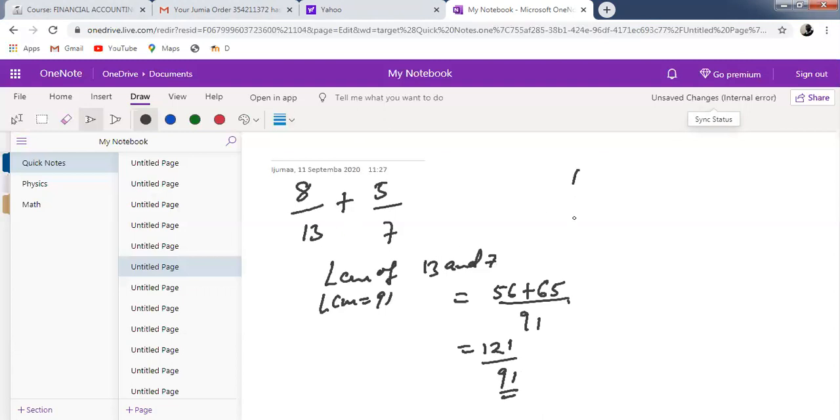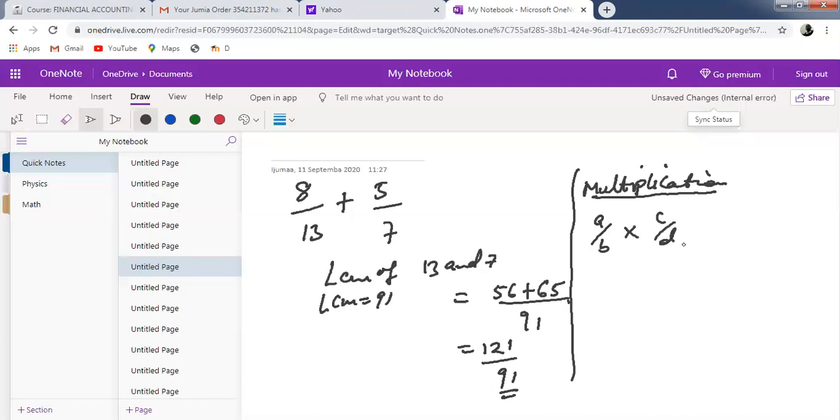Then we can talk about another way of operating, which is multiplication of fractions. If you have fractions like A over B multiplied by C over D, the answer should be equal to AC over BD. So in simple terms, you multiply the numerators to get the numerator of the answer, and you also multiply the denominators to get the denominator of the answer.